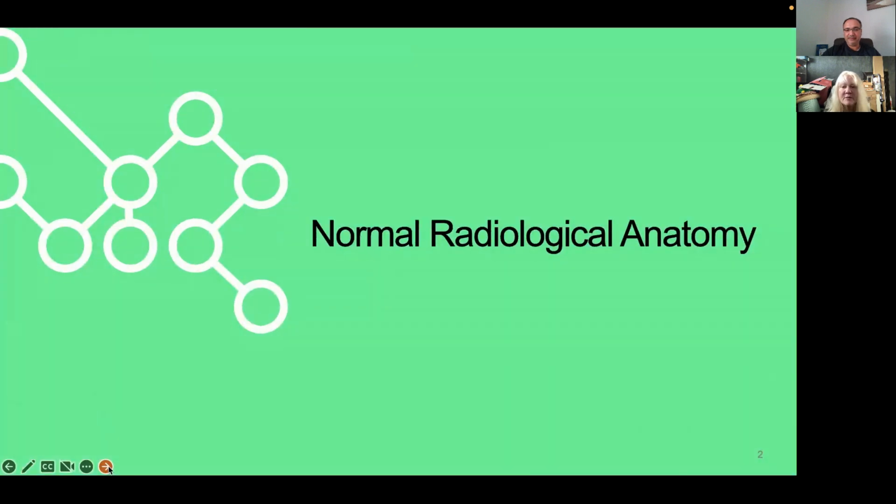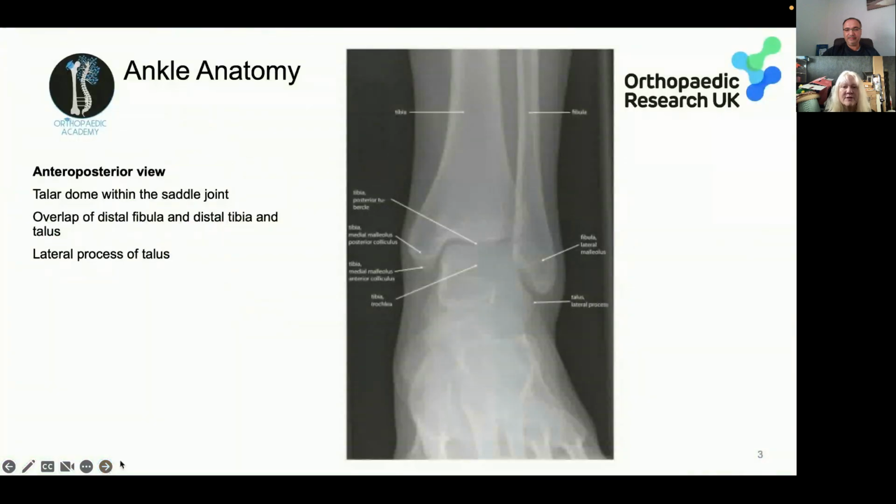So if I start with some normal anatomy, if we start with the ankle, this is a typical AP x-ray of an ankle. We can see we've got the fibula down on the lateral side, we've got the distal tibia here, and there's a few things that you need to look at. If you look at a true AP, you will have some overlap of the fibula on the tibia and a little bit of overlap of the fibula on the edge of the talus. So this saddle shape here is the talus, also known as the talar dome.